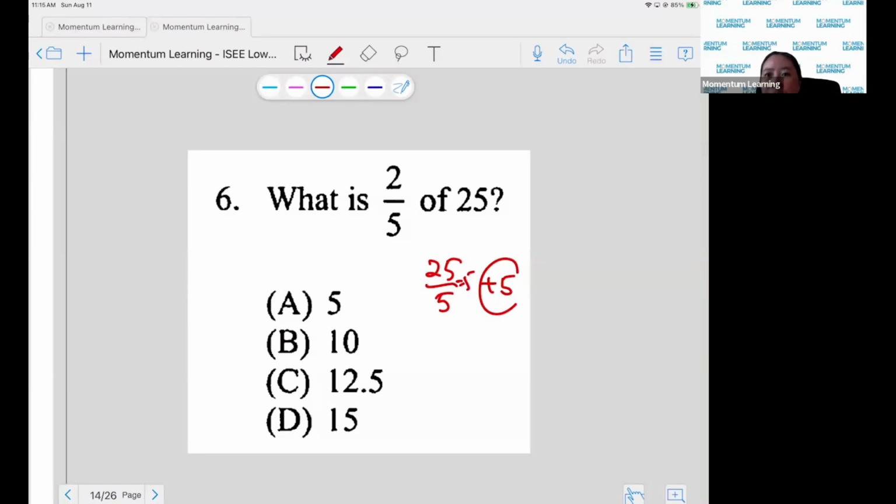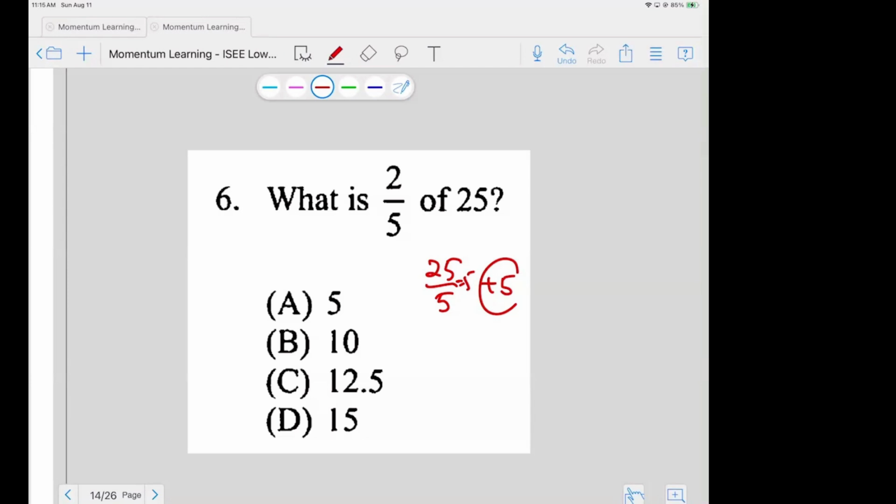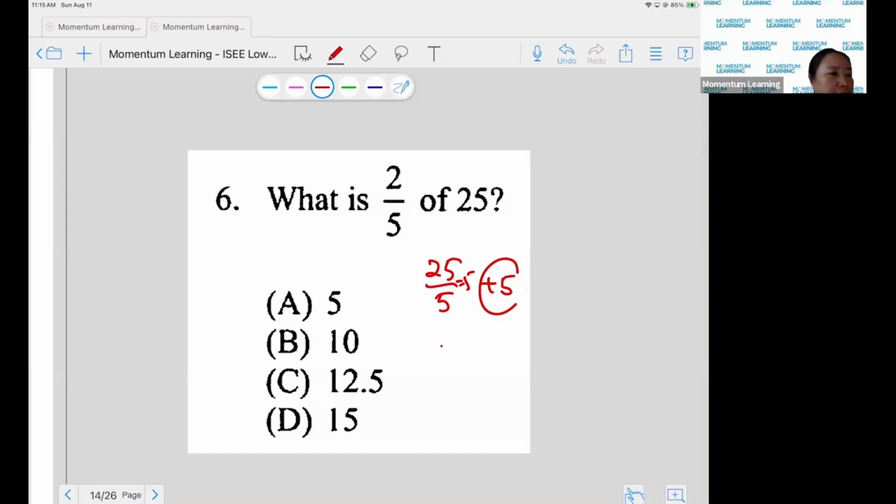Tell me, maybe you have a different approach. Caroline. Since 1/5 of 25 is 5, you times 5 by 2 equals 10. Very good. Okay, so similar one. So whenever you see a fraction of a number, it's always multiplied. So 2 over 5 times the 25.